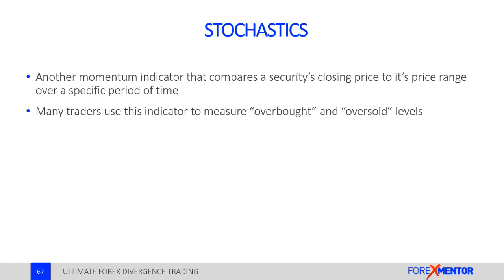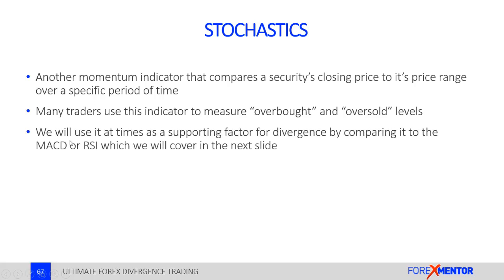Okay, so for example, if we have a divergence that's developed and prices come into a strong support or resistance level, and the stochastics are showing that we're at extreme levels, that can be helpful. But for the most part, what we'll do is compare it sometimes with the MACD to basically confirm a divergence. You'll see here we will use it at times as a supporting factor for divergence by comparing it to the MACD or RSI, which we will cover in the next slide.